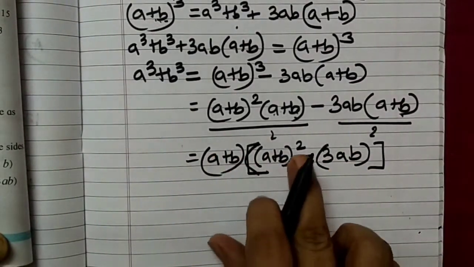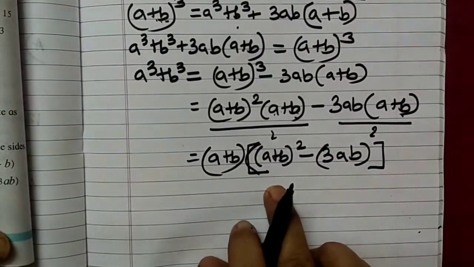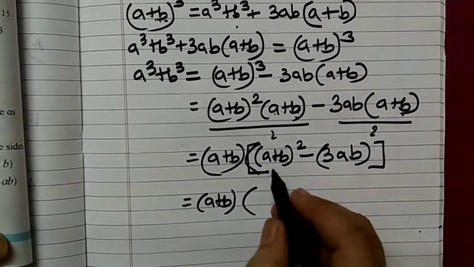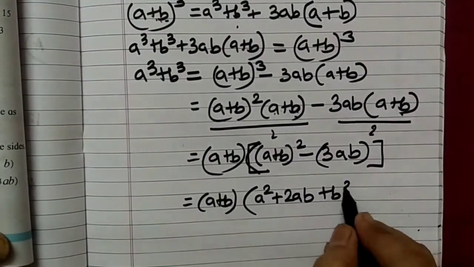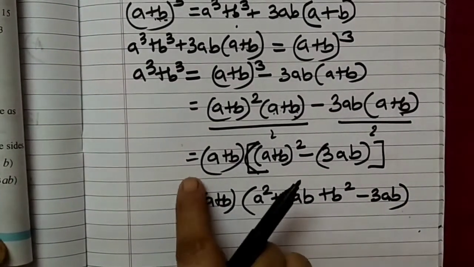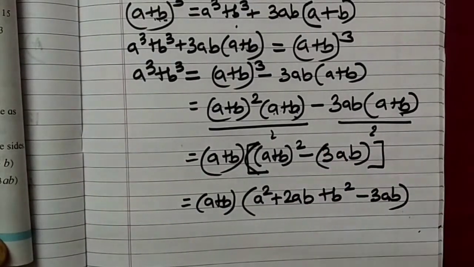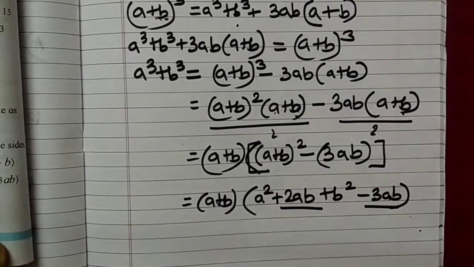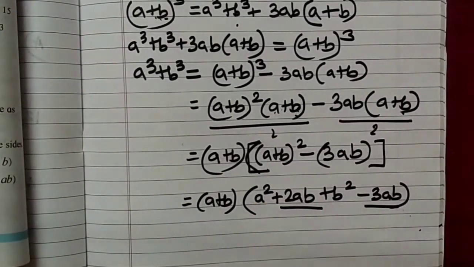Now let us expand this. Expand means let us write. What is the full form of a plus b whole square? Let this be a plus b as it is. So in bracket now, a square plus 2ab plus b square, and this minus 3ab. Okay, a plus b whole square is a square plus 2ab plus b square, and this minus 3ab is already there. Now plus 2ab and minus 3ab, they are like terms, 1a, 1b, 1a, 1b, so we can add or subtract them.